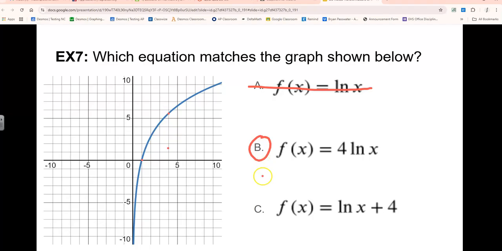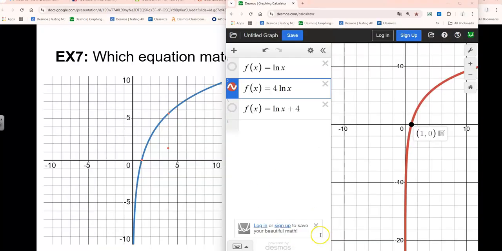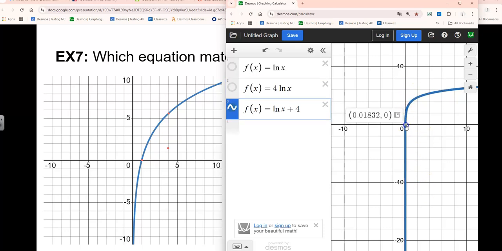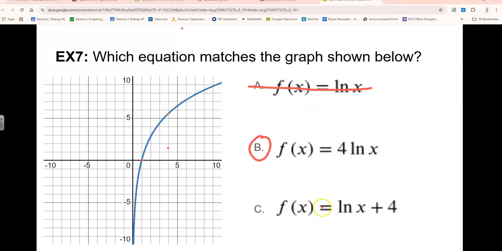If I look at the last one here, this has been moved up 4. If you look at the y-intercept here, it's not 1, 0. So it can't be that one there. But all three of those graphs look kind of similar, so it's hard to tell exactly from the graphs. Match up points for that.